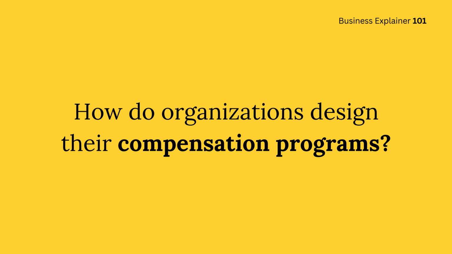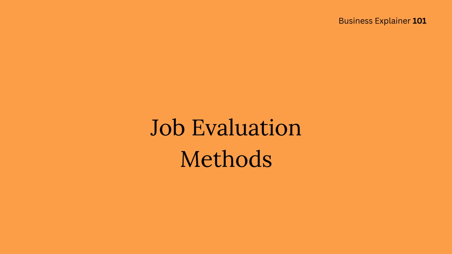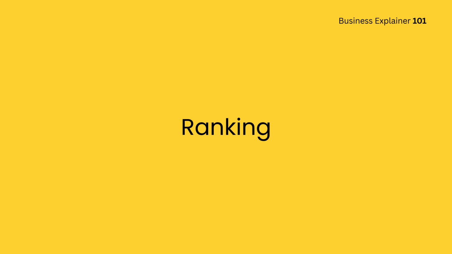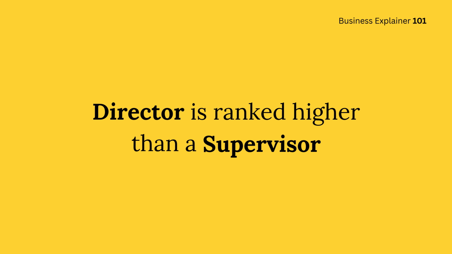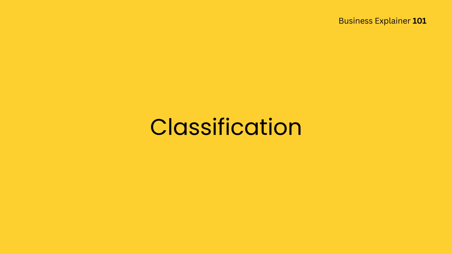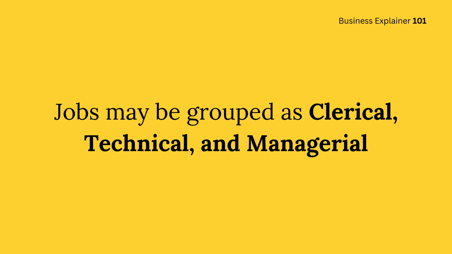How do organizations design their compensation programs? 1. Job evaluation methods. Its components are ranking. Jobs are ordered from highest to lowest based on value. Example: a director is ranked higher than a supervisor. Next is classification. Jobs are grouped into categories or grades. Example: jobs may be grouped as clerical, technical, and managerial.